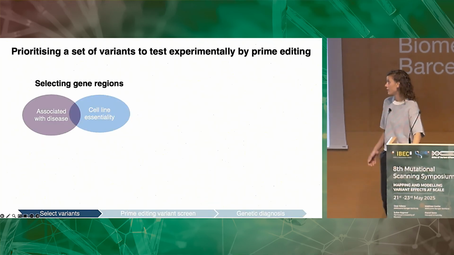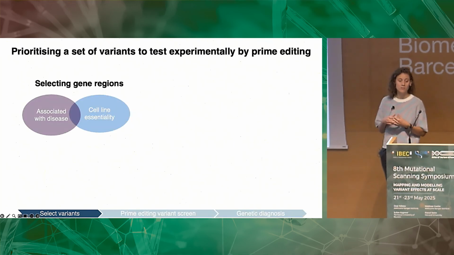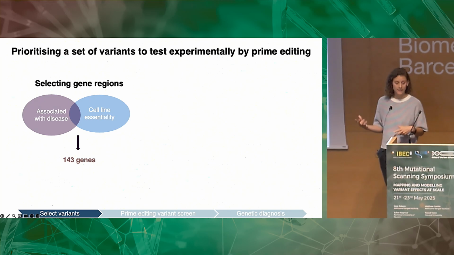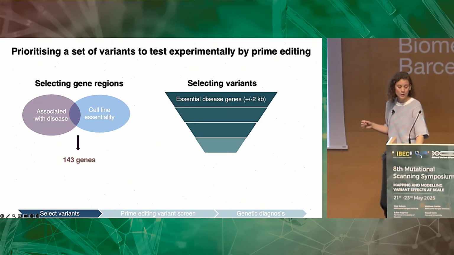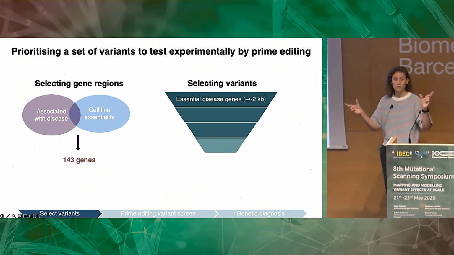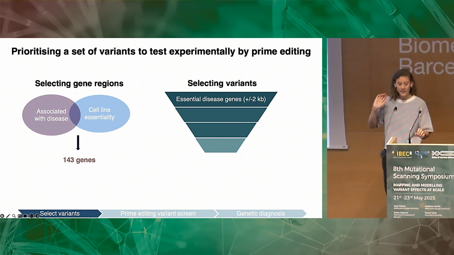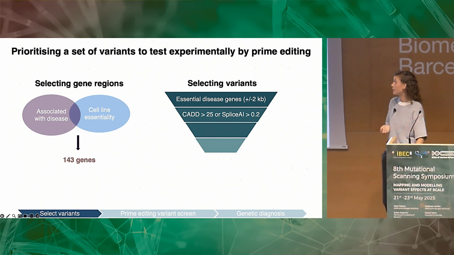So to start with the prioritization, we want to select relevant regions in the genome, and we select genes that are associated with disease and are also essential in our cell line. And we end up with 143 genes, and then we go into Genomics England whole genome sequencing data, and we retrieve variants within these genes and also upstream and downstream regions. And then we want to keep variants that are predicted to be pathogenic, and for that we use CADD and SpliceAI with a score above 25 and 0.2.